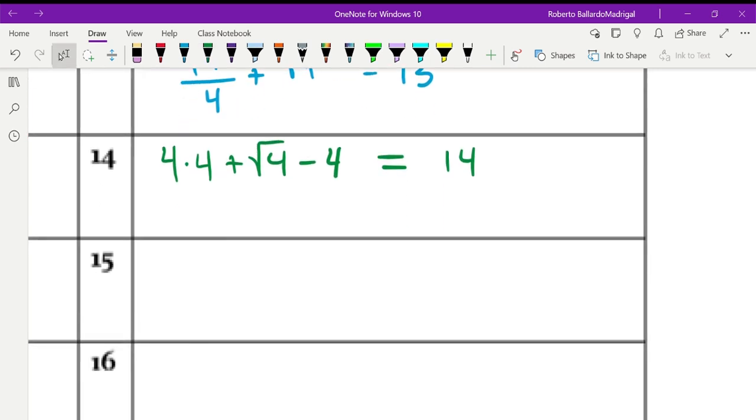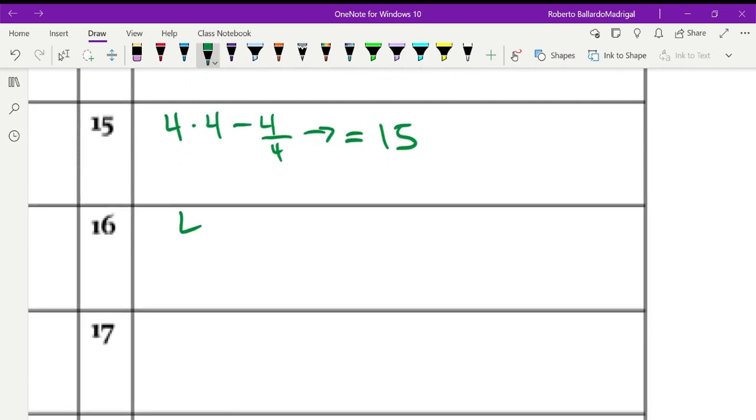15. Anyone get 15? The sooner we finish this, the sooner we go on break. So if you have 15, you want to volunteer, this would be a good time. Go ahead. So 4 times 4 minus 1 is 15. Good.